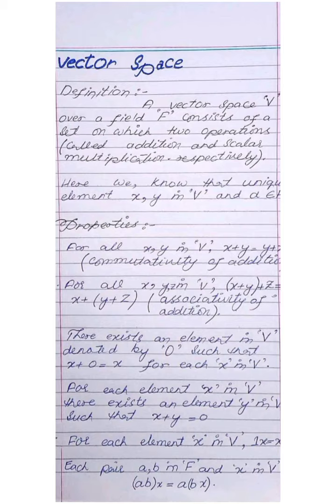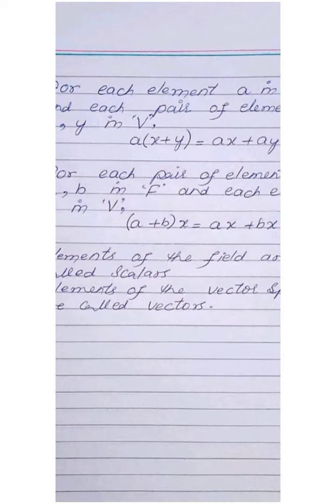Sixth is the associative property of multiplication, and the seventh property is, for every element alpha in F and x, y in V, if we multiply with the addition of vector space elements, then it will give alpha x plus alpha y, and similarly VS8. The elements of the field are called scalars and the elements of the vector space are called vectors. Don't be confused with these terms. It will be clear to you when we do examples.